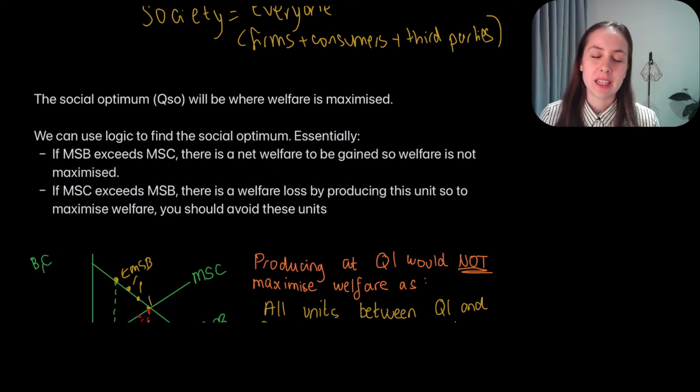As a result, if you ever found yourself producing a good which had the MSC higher than the MSB, then you know welfare could be higher by not producing this good. This good is bad to society overall. If you avoided producing this good, you would have avoided harming society. So it makes sense to avoid these units if you want to get the highest possible welfare. These two core concepts, write them down. We're going to see these on a graph, and therefore show to you where the social optimum is and how that relates to welfare.